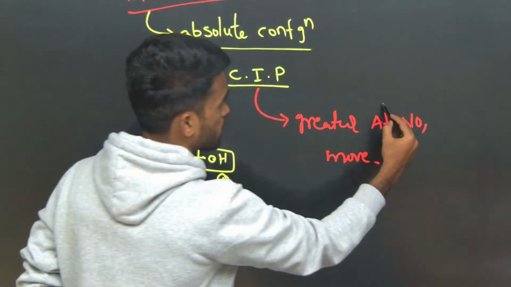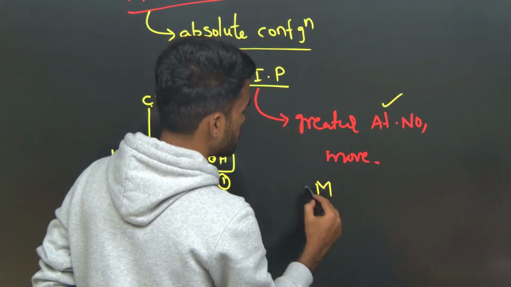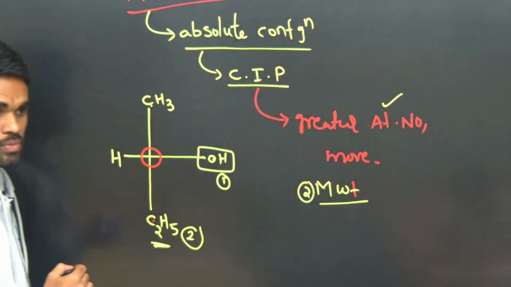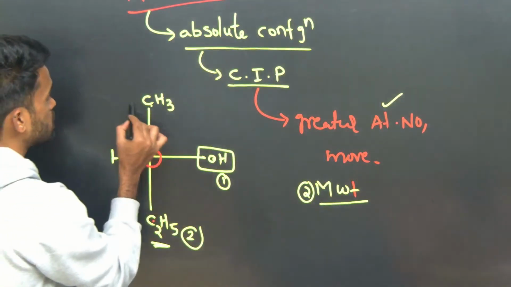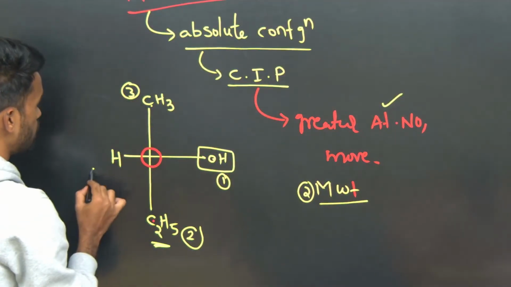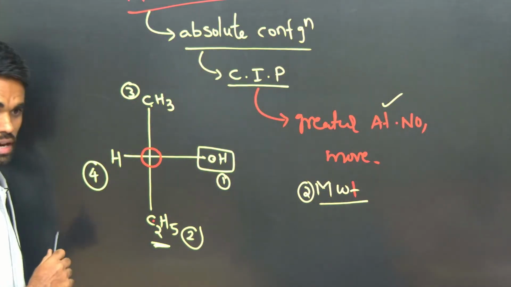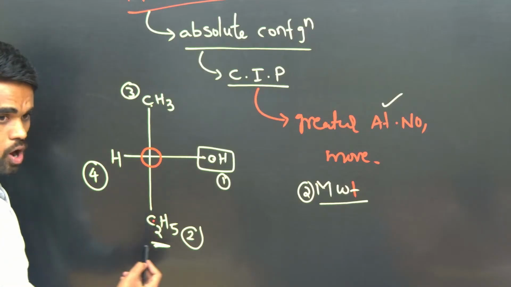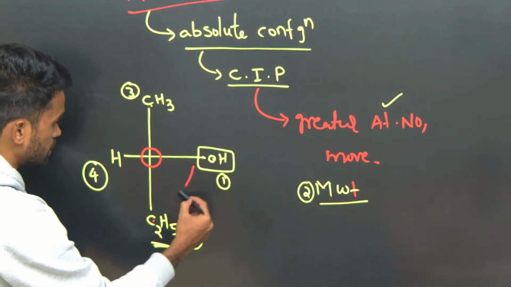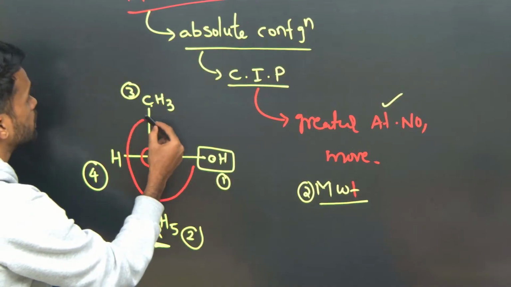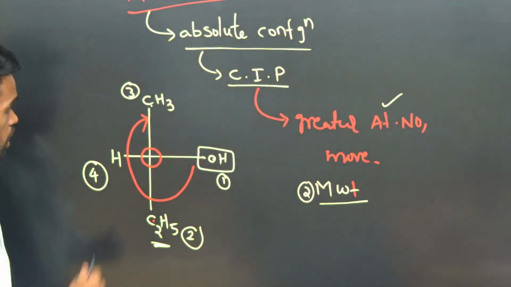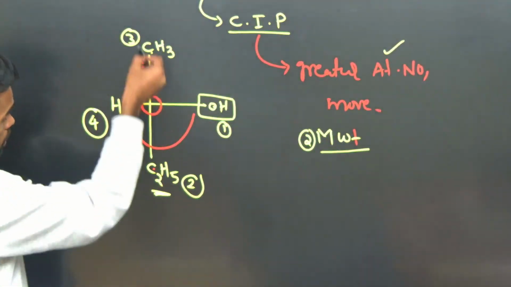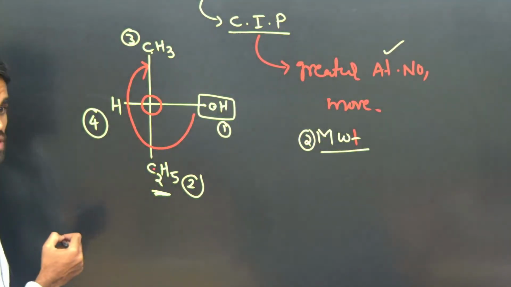If same atomic number, next check its mass number, in case of isotopes. Then this is 2, this will be 3, and this will be 4. Now go from 1 to 2 to 3, ignore 4. How is the rotation? Clockwise right now. So this way of representation is called Fischer projection.